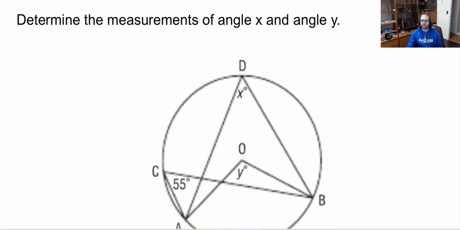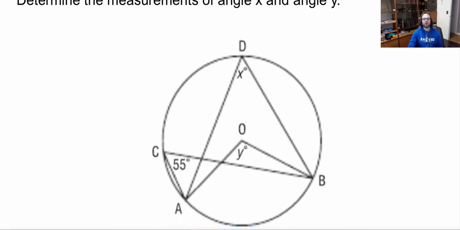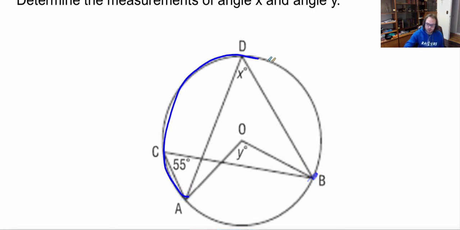Now let's look at our first example here. It says, determine the measure of the angle x and y. Let's first try and figure out what kind of angles we're looking at. My known angle is an inscribed angle. Angle x is also an inscribed angle, and they share the same feet. So knowing that, they're both inscribed angles, and they're subtended by the same arc, that means angle x must equal 55 degrees.